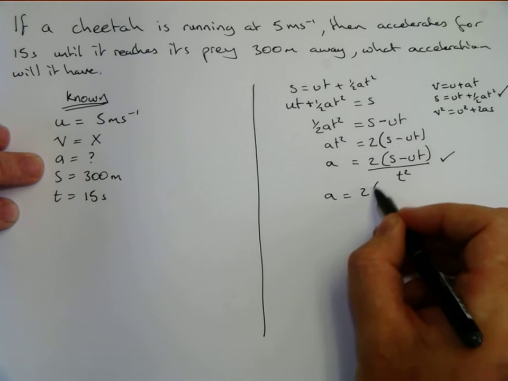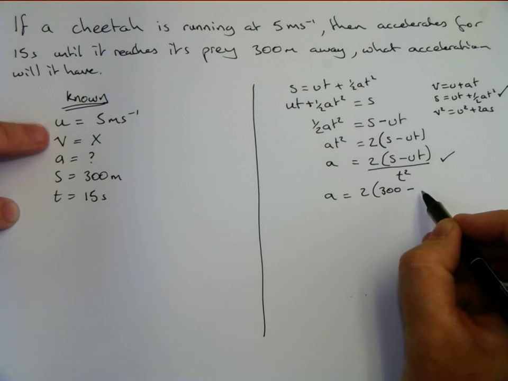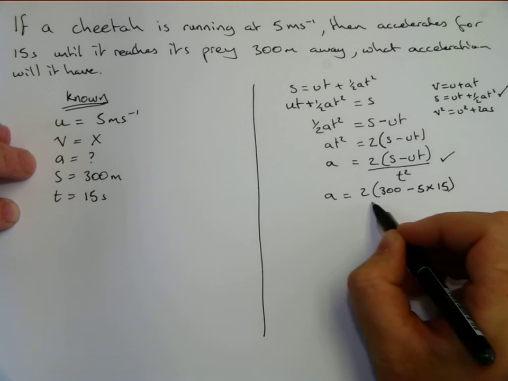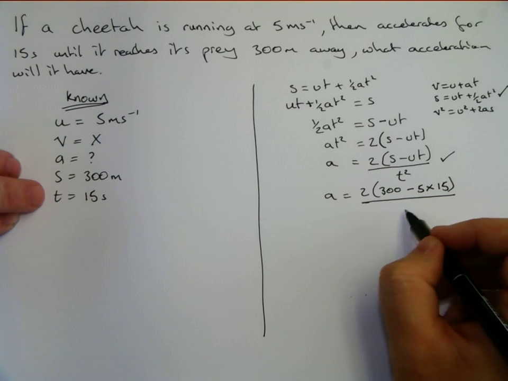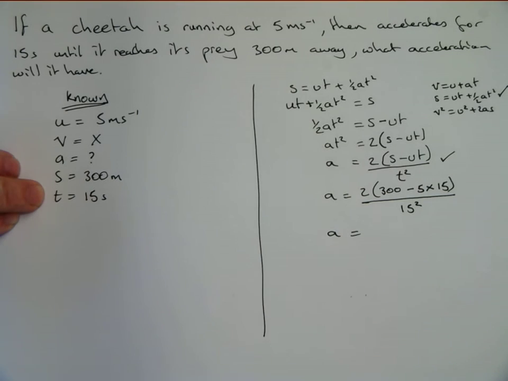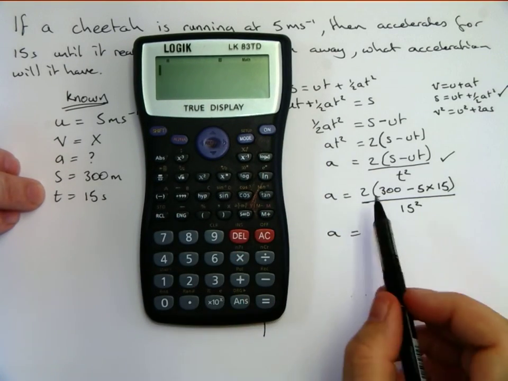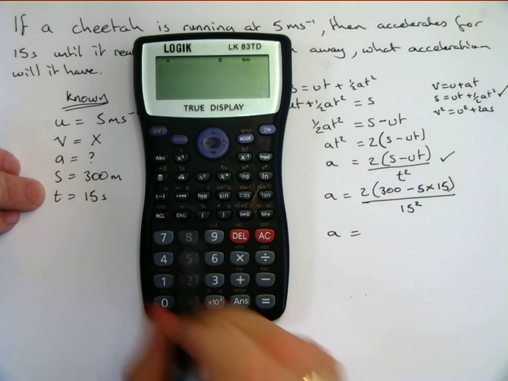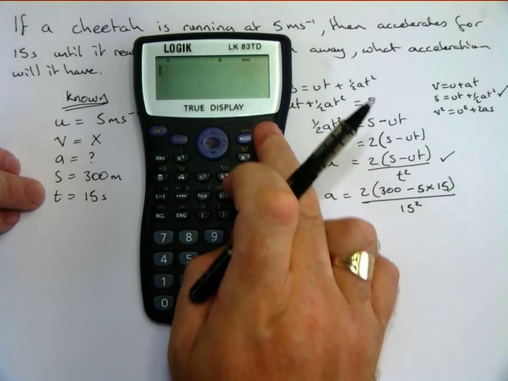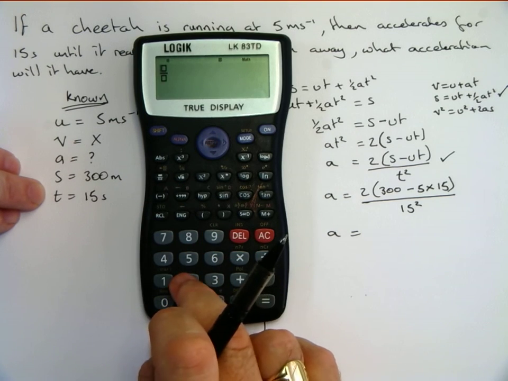So we'll get 2 times (s, which is 300, minus the initial speed u, which is 5, times the time, which is 15). All of that gets divided by t squared, which is 15 squared. Now we can plug that into a calculator. When you're doing these sort of equations, it's great to use the calculator in fraction mode. If you press that once, not twice, you get a fraction, and we can put the information in exactly as we see it.